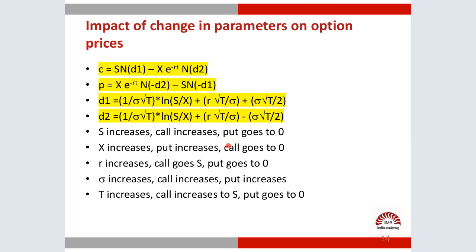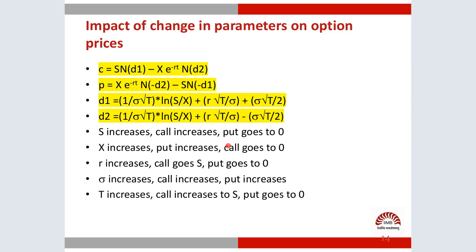And then if r by sigma is greater than sigma by 2, d2 will go to plus infinity. If r by sigma minus sigma by 2 is negative, this term will go to minus infinity. So I do not know exactly where d2 goes. It can either go to plus infinity or it can go to minus infinity.